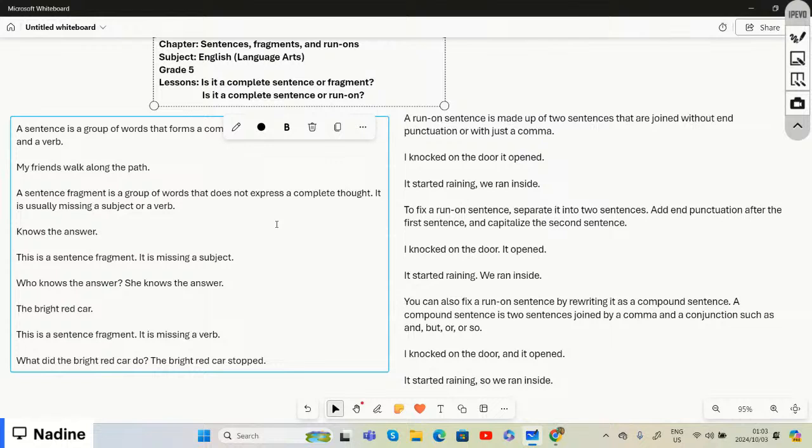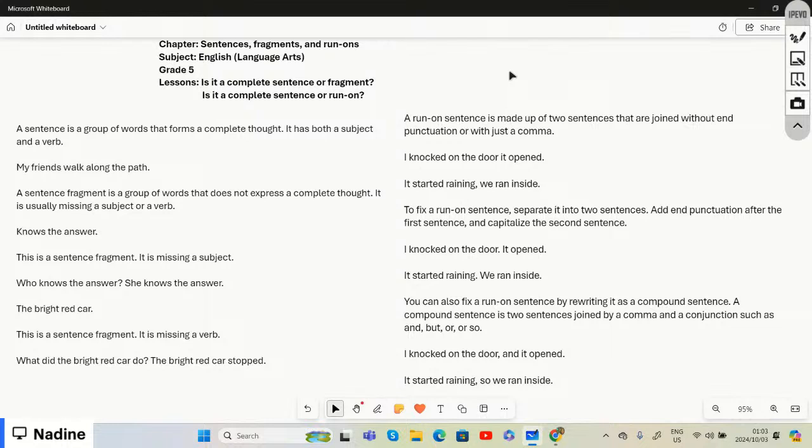And the lessons that we are going to be focusing on under the chapter of sentences, fragments, and run-ons is: is it a complete sentence or fragment, or is it a complete sentence or run-on?